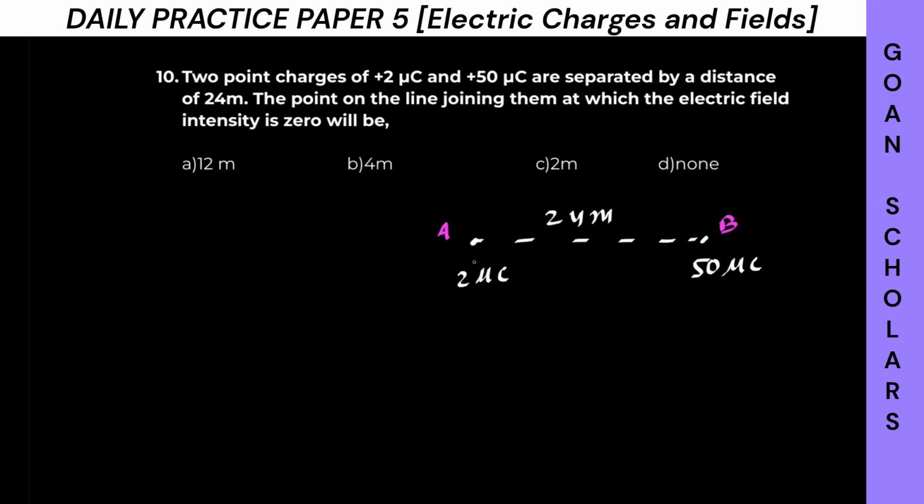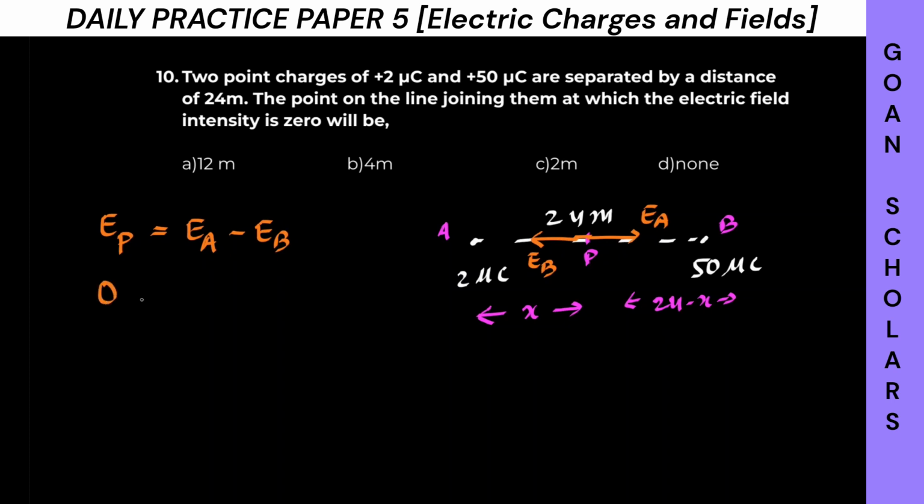So this is A, B. Electric field we have to find. Let's say this point P, where the field is 0, is at a distance of x. So this will be 24 minus x, right? Electric field due to the 2 microcoulomb will be radially outward because it's a positive charge. And electric field due to this 50 is also radially outward, positive charge. So electric field at any point P will be EA minus EB, and since it is 0, we can take EA minus EB equal to 0.